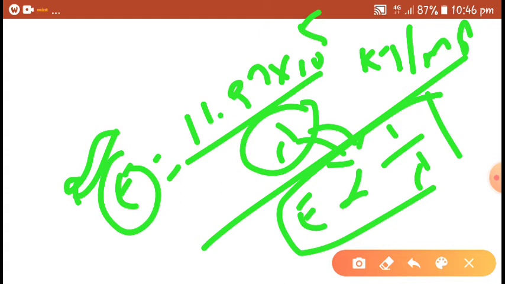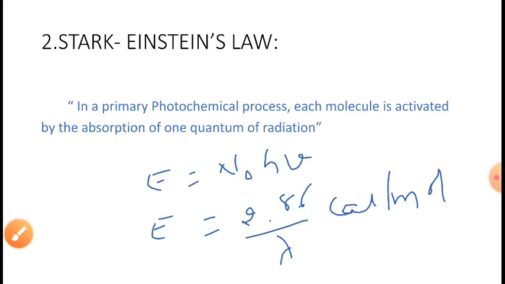Infrared light has higher wavelengths and lower frequencies. That's why infrared light has lesser energy than ultraviolet radiation. This is about Stark-Einstein's law. Simply it says that one molecule absorbs one quantum of energy, and one mole of substance absorbs one Einstein of energy.